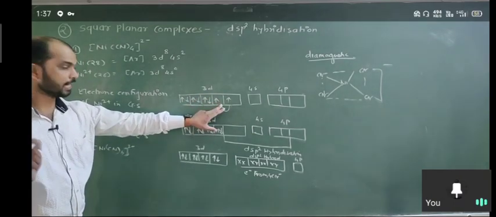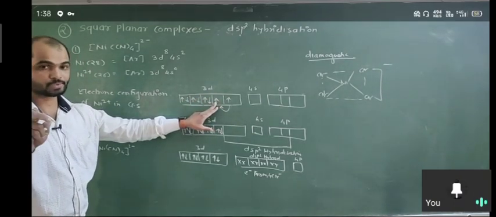See the ligand. If the ligand is strong, then pair up. If the ligand is weak, meaning halides, then use the next one.